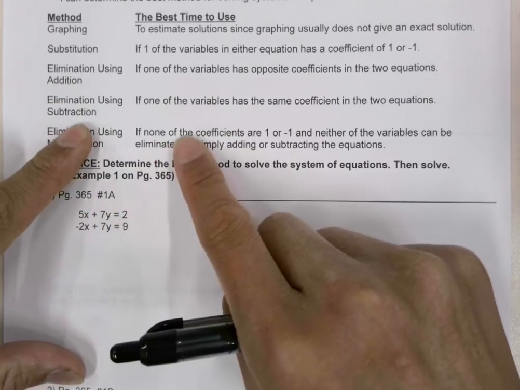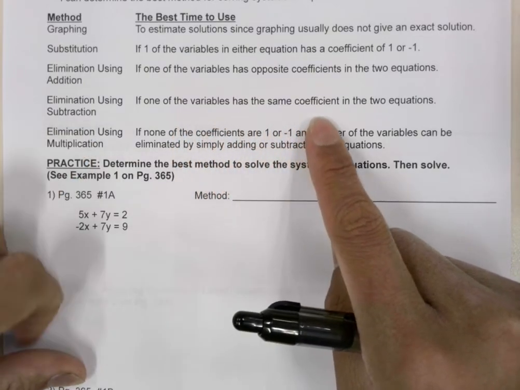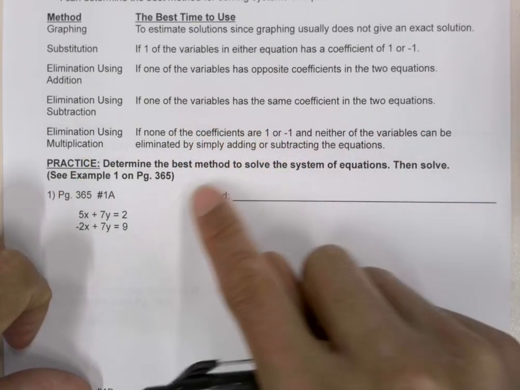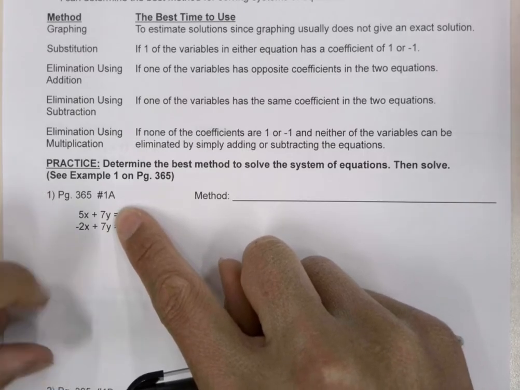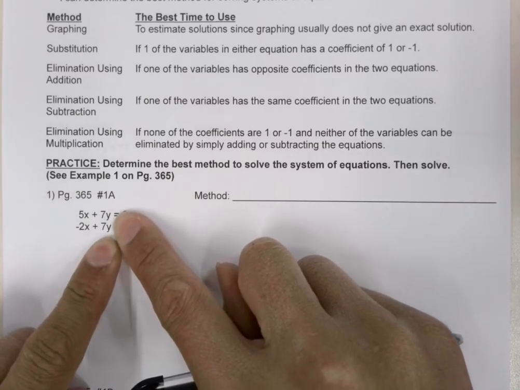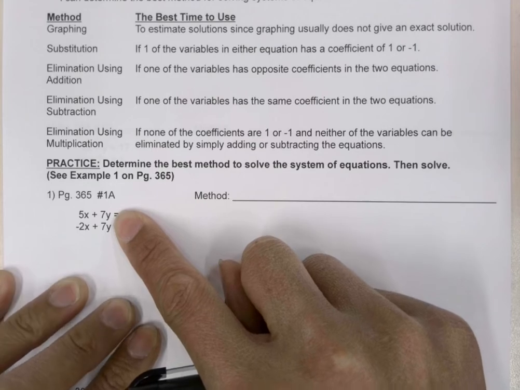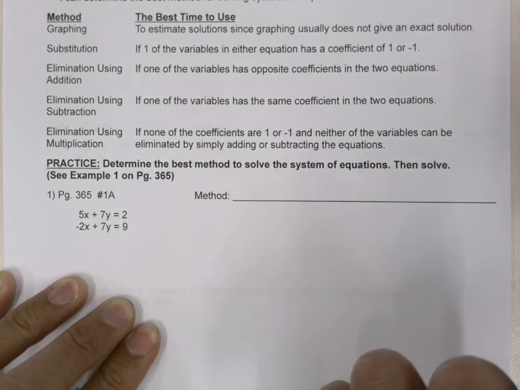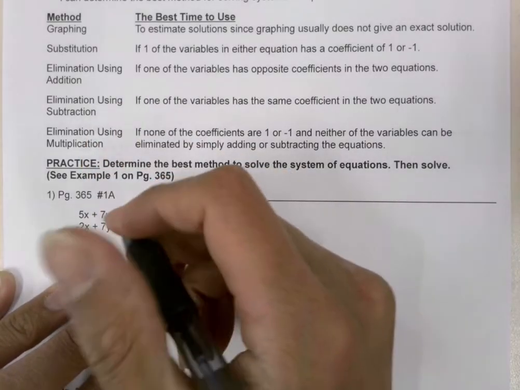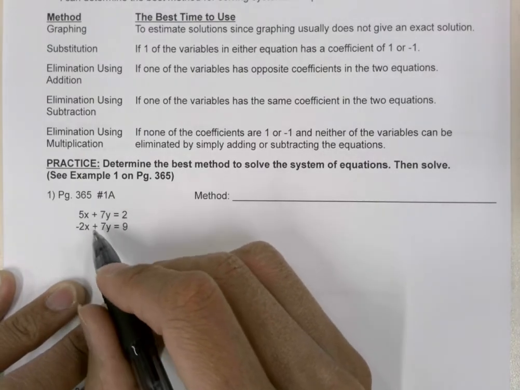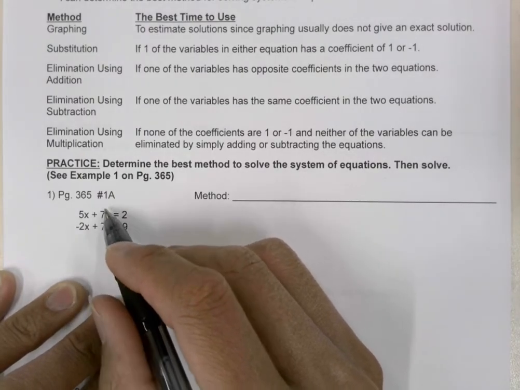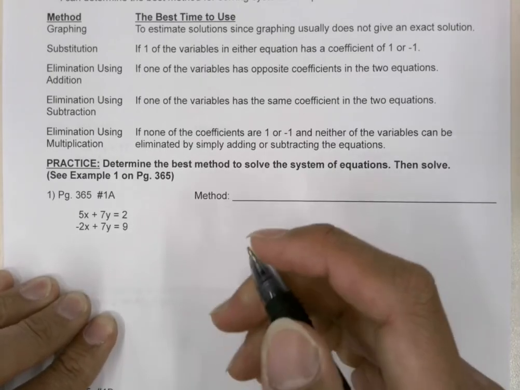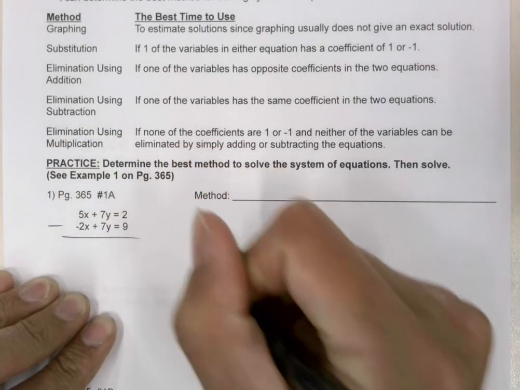What about subtraction? It's if one of the variables has the same coefficient in the two equations, and that's what we have here. We have the y variable having the same coefficient of 7 in both of the equations. So what we're going to use is subtraction to eliminate the y term. Right? 7y minus 7y is 0. So we're going to do a subtraction here.